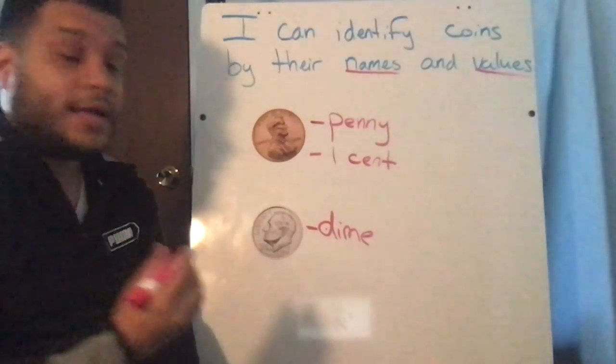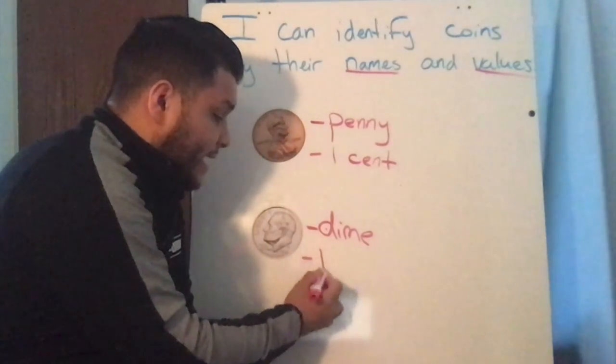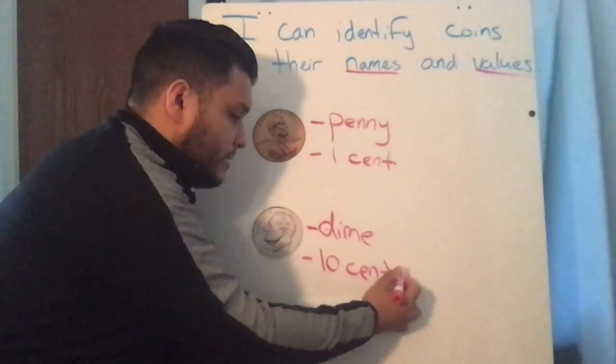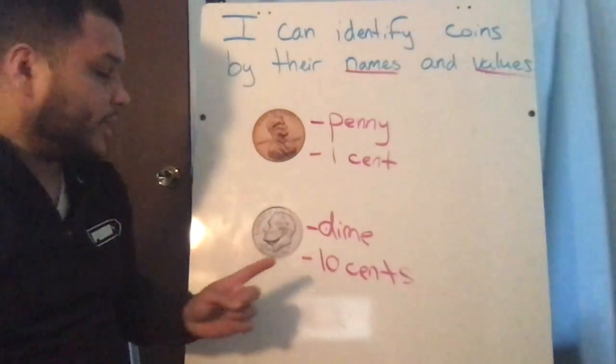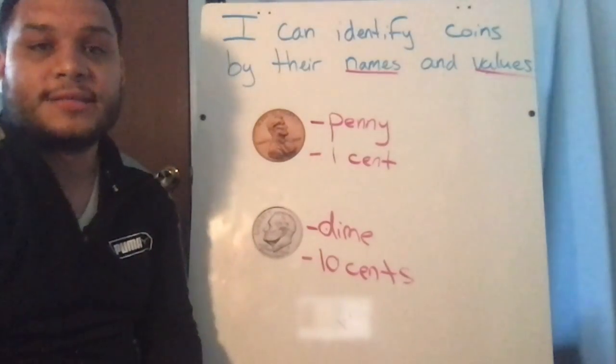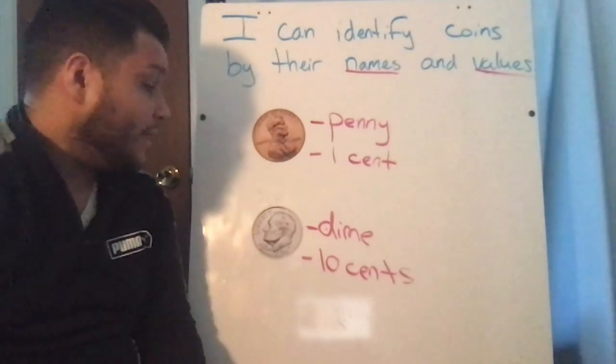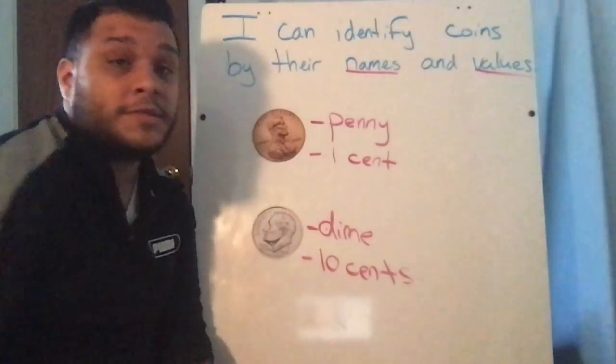A dime is worth 10 cents. Now, how can I remember that a dime is worth 10 cents? Well, I'm going to teach you a little Spanish so that you can remember that. A dime is worth 10 cents.